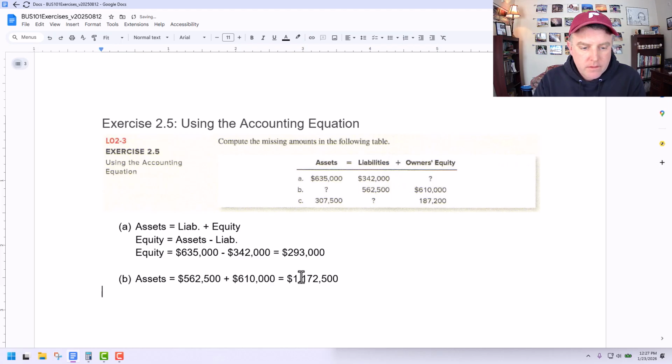Last one here. Let's see. I don't like that it changed the copyright symbol. What is going on here?